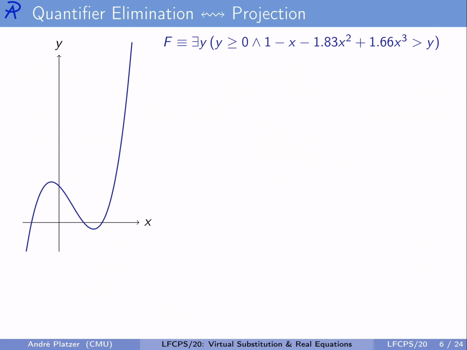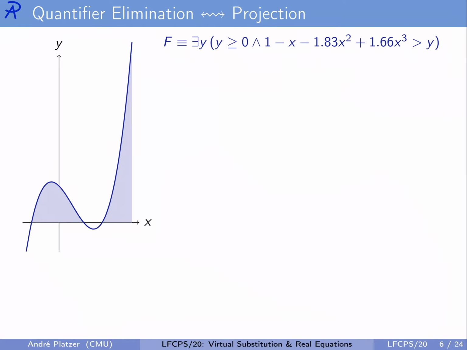Let's do that. For example, if we have a logical formula, is there a y such that y is greater or equal to 0, and 1 minus x minus 1.83x squared plus 1.66x cubed is bigger than y? Well, in that case, if we're plotting the value of this polynomial as a function of x, then basically we would like the value of this to be bigger than the value of y, but we also want y to be greater or equal to 0. In other words, we're talking about this bluely indicated set of states in the xy coordinate system that satisfy this logical formula, and now we're asking the formula, is there such a y?